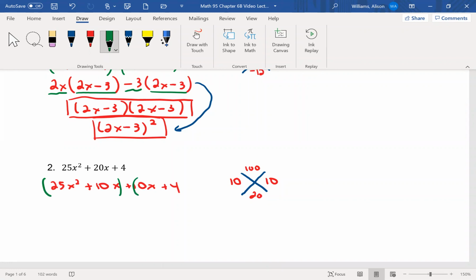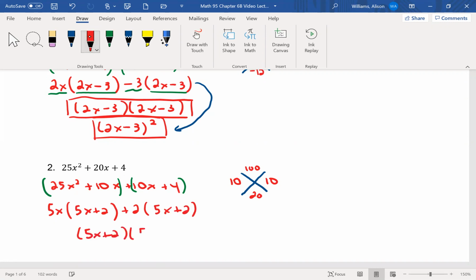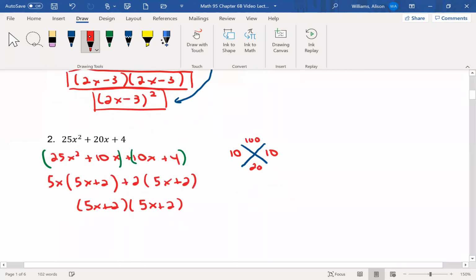Being a little sloppy here. Okay, so out of the first group, I could factor out 5x and I'm left with 5x plus 2. Second group, I could factor out a 2, and I'm left with 5x plus 2. So I have 5x plus 2 for my blob times 5x plus 2, or I could just write that as 5x plus 2 squared.